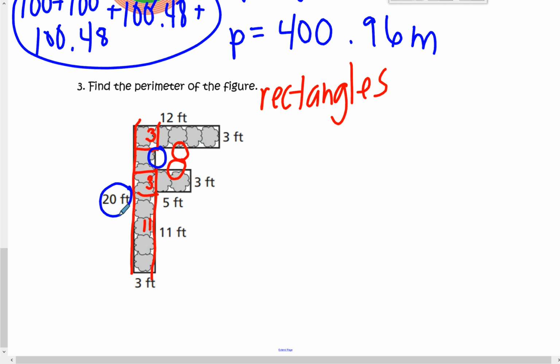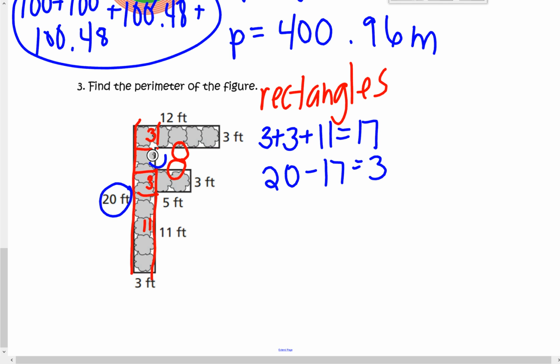So we do 3 plus 3 plus 11. We get 17. Okay, so 3 plus 3 plus 11 equals 17. We then take 20 minus 17 and get this side length right here to be 3.